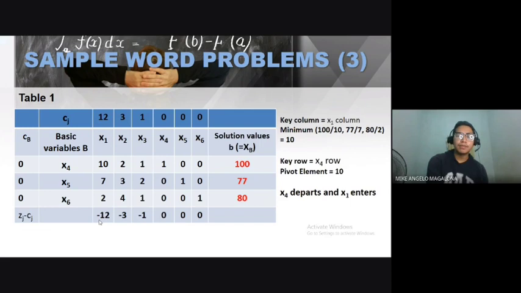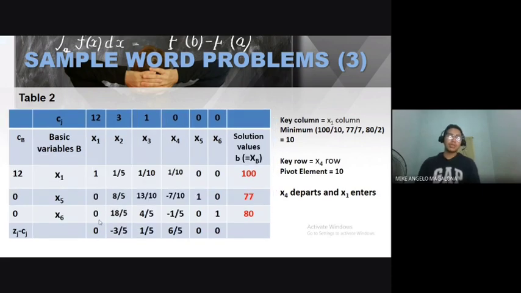For our next row, x sub 5 has 7 in x sub 1, 3 in x sub 2, 2 in x sub 3, 0 in x sub 4, 1 in x sub 5, and 0 in x sub 6. Hence our solution value, b multiplied by x sub b, is equal to 77. Same as in x sub 6, its solution value is equal to 80. Our key row is the x sub 4 row, and our pivot element is 10.